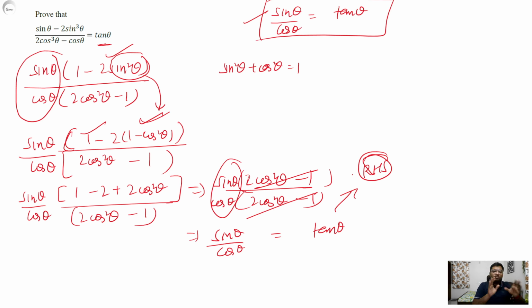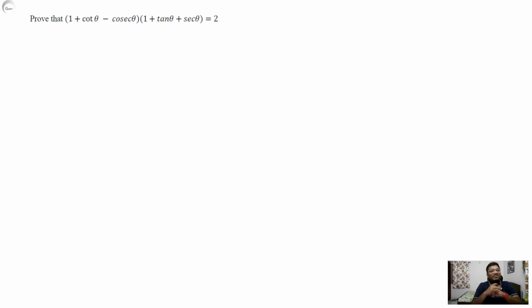I hope you understood what I did here. Very simple explanation, very simple question. You just had to replace sine square with 1 minus cos square, and be careful with the minus sign. Okay, don't forget the praying part also. Let's move to the next question.